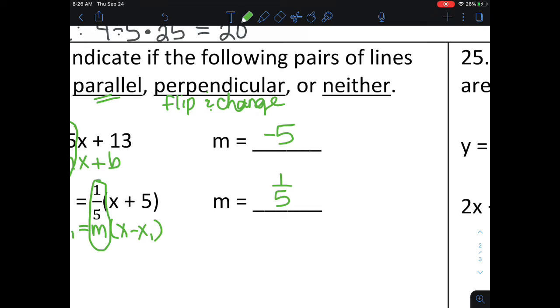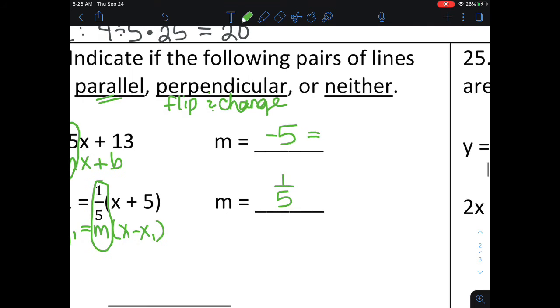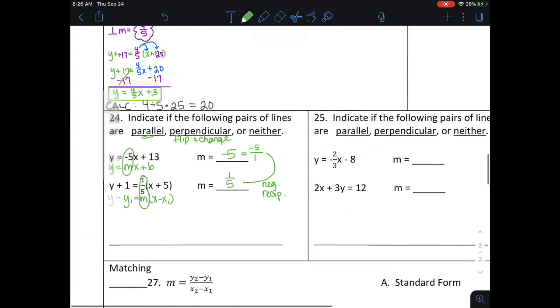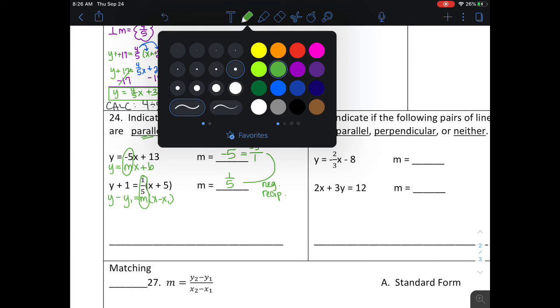So if I look here, this -5, it's not even a fraction. So some of you might be like, oh, that's neither. Well, don't be so hasty. -5/1 equals -5. It's the same thing. Think back to middle school when you learned to just put an integer over 1 to make it look like a fraction. And now you can easily see that these two are negative reciprocals. They flipped, and one is negative and one is positive. Therefore, this is perpendicular.